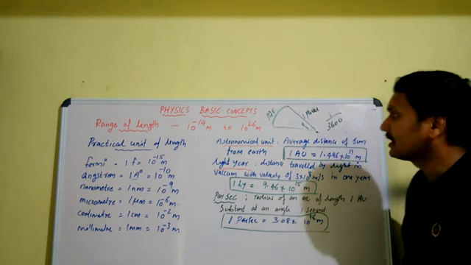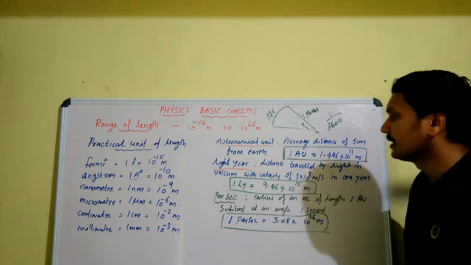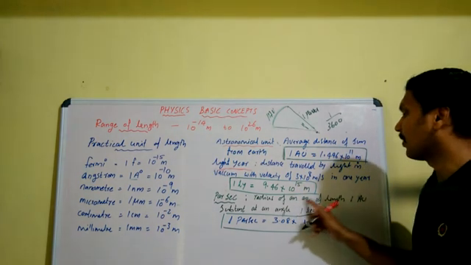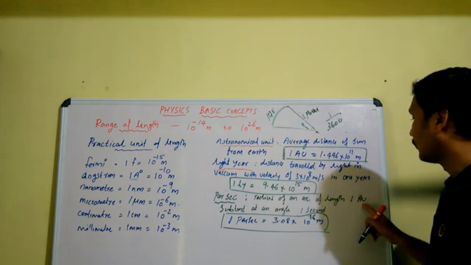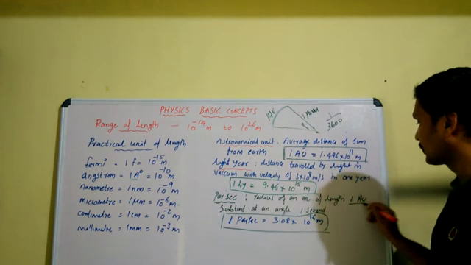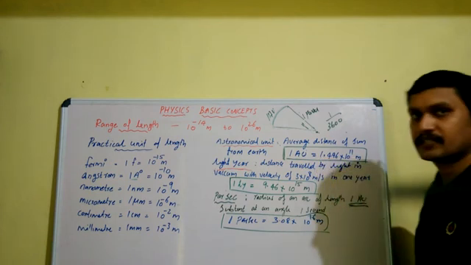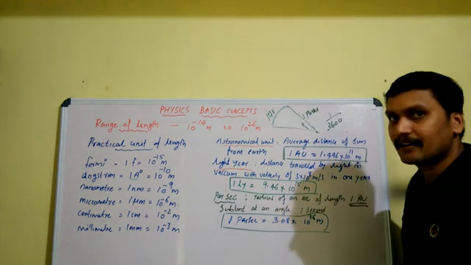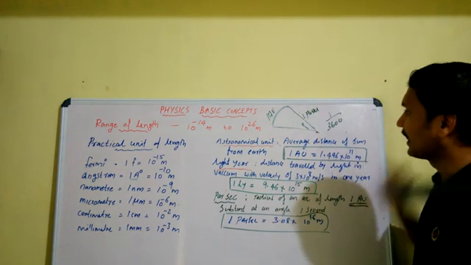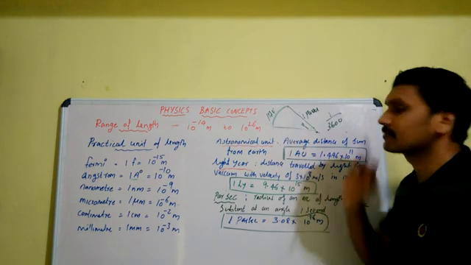That is how 1 parsec can be defined. It is the radius of an arc of 1 astronomical unit. What is 1 astronomical unit? 1.496 into 10 raised to 11 meter. When that arc subtends an angle of 1 second, then the radius length is 1 parsec.